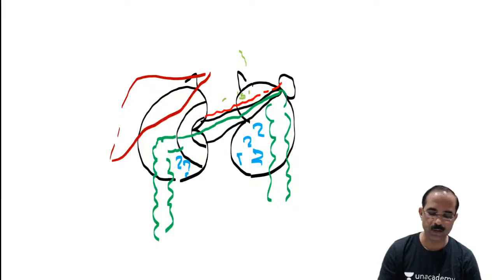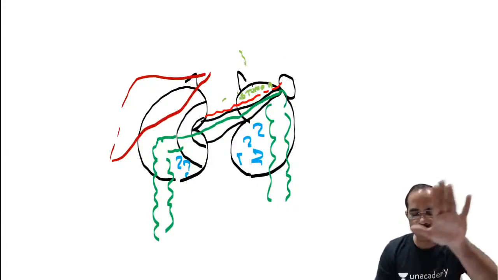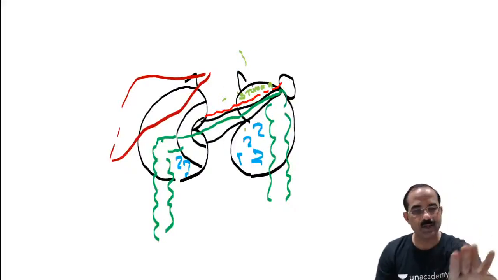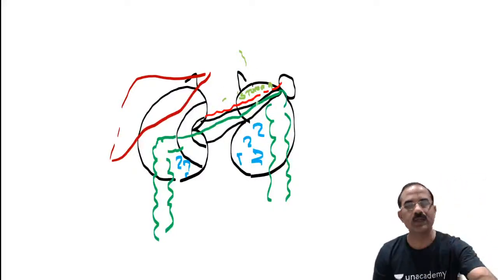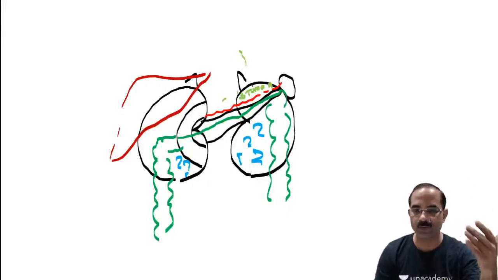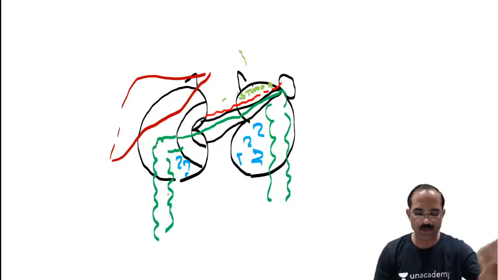So this is the stomach and this part is related to the stomach, and all this is going to form what for the stomach? The stomach bed. So all this would be forming the posterior relations of the stomach, and that is going to form the stomach bed.